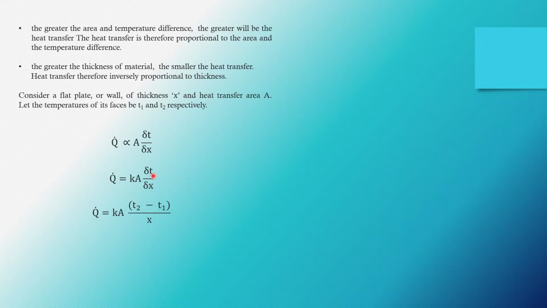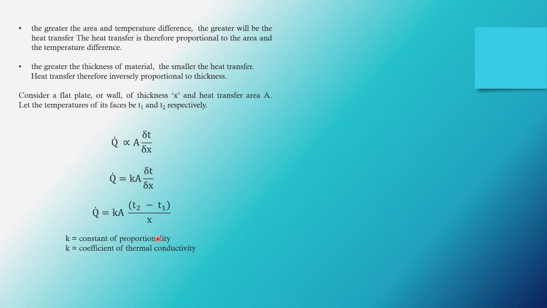So delta T can be referred to as T2 minus T1, that is the temperature difference between the inner surface and the outer surface. Which temperature is greater? It depends on whether the inner surface has a higher temperature than the outer surface, or, for example, the outer surface has a higher temperature than the inner surface of the material. And x is the thickness of the material.